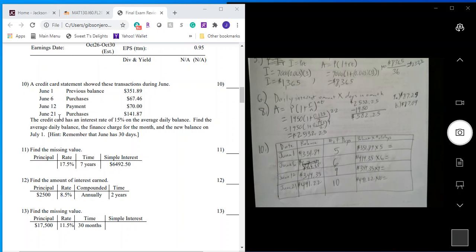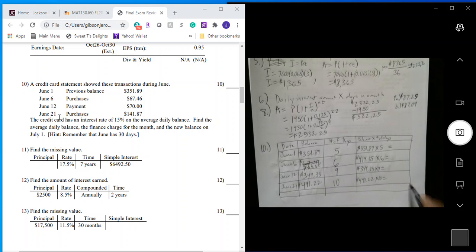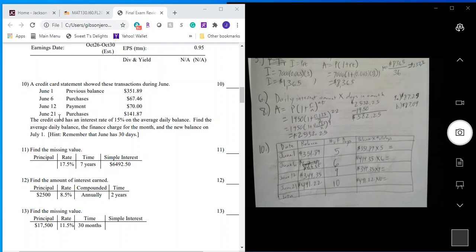Now, when you add up all of these days together, it's supposed to equal 30, which it does. So that lets us know we got the days correct. Now we have to go through and find all of the things they're asking for. But before we do that, we need to multiply all these values together. And I'm going to draw another little line here and put total, so we can write out the balance times the number of days.